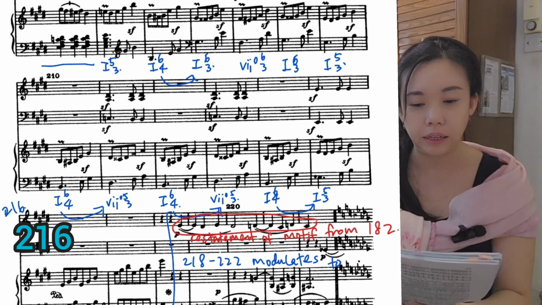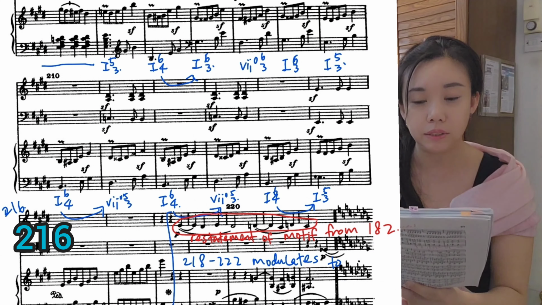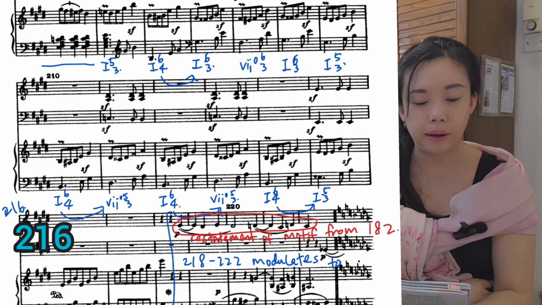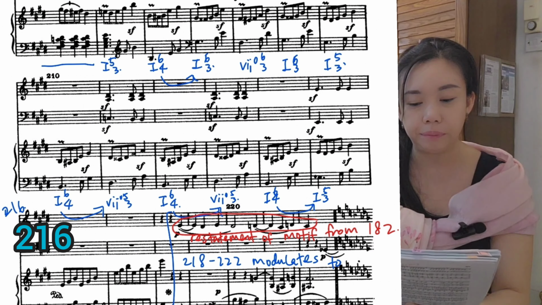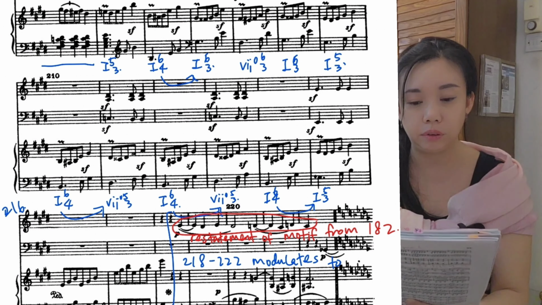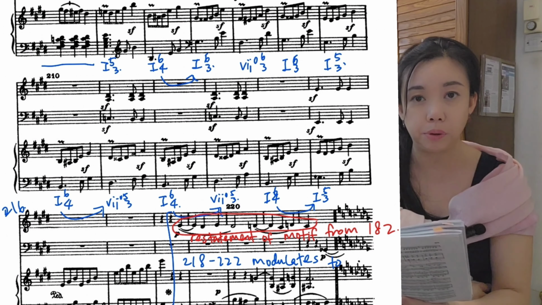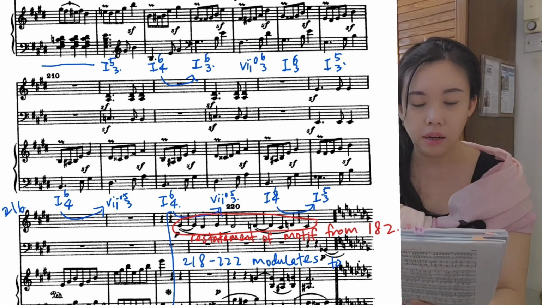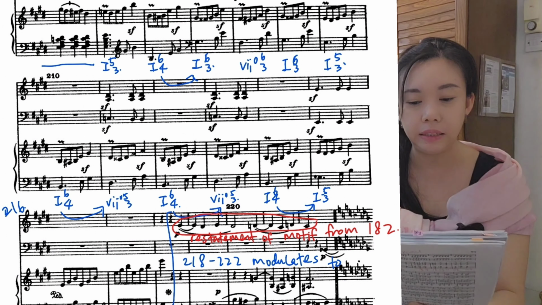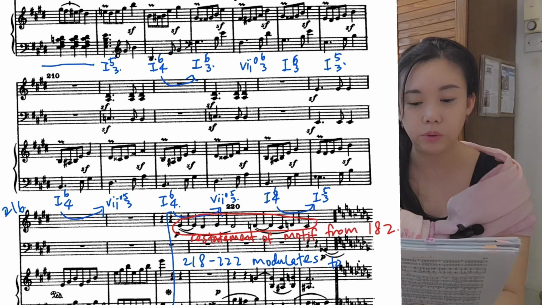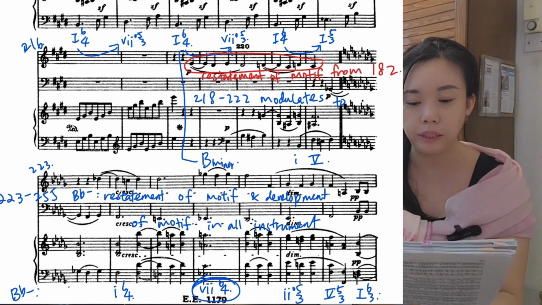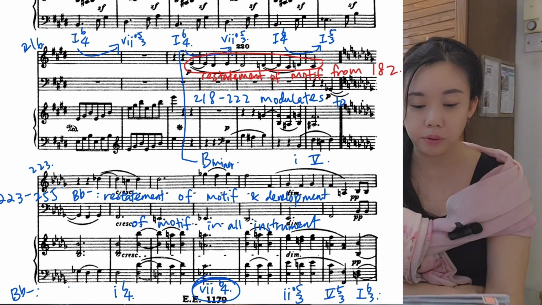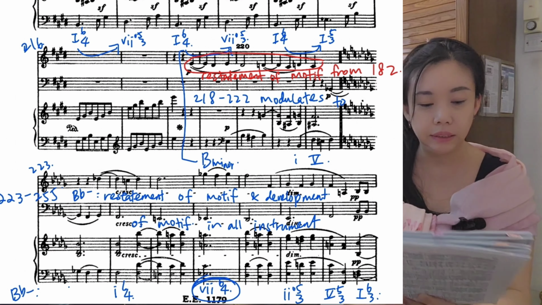And moving forward, I have labeled some chord indications for you. You can see in bar 203 to bar 216, there is fast-moving chord progression, quite a variety. And then 218 to 232, there's a restatement of motif, and it modulates to B flat minor.